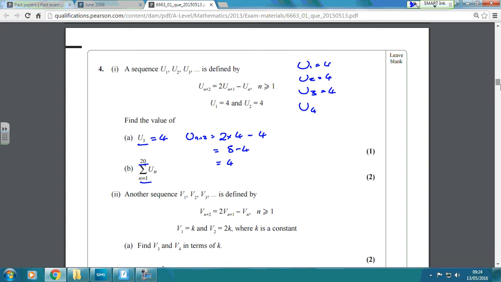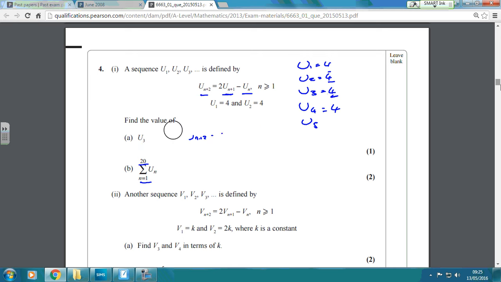Okay, so if we've got 4 equals 4, 2 lots of 4 take away 4, this will always be 2 lots of 4 take away 4, because the previous terms are always going to be 4. So if we've shown that before, that equals 4, then the next time it's going to be 4 as well. So all the way through from U1 up to U20, all of them are going to be 4.